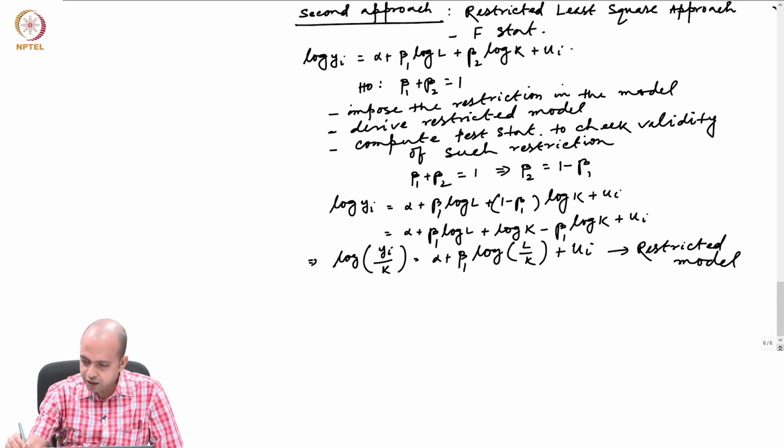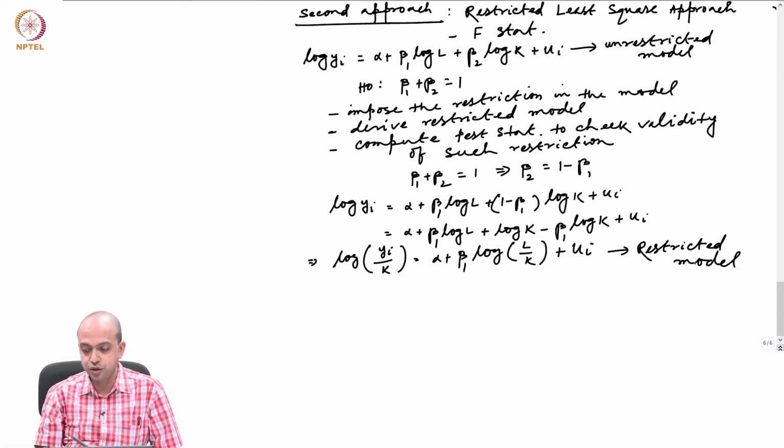So, this is our unrestricted model, and this is our restricted model. Okay. All right, this is the restricted model. What we have done? We have simply imposed the restriction. You can also put here, I have given beta 2 equals to 1 minus beta 1. You can say that beta 1 equals to 1 minus beta 2. You can derive another version of restricted model.